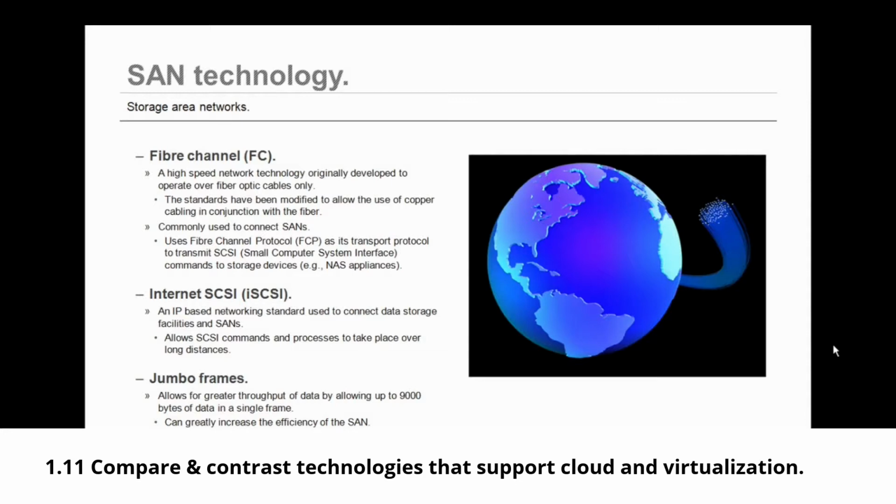Jumbo frames are also allowed within the SAN environment. Jumbo frames allow for greater throughput of data by allowing up to 9,000 bytes of data to be in a single frame. This can greatly increase the efficiency of a SAN. As a comparison, the standard frame on an Ethernet network can only be a maximum of 1,500 bytes.